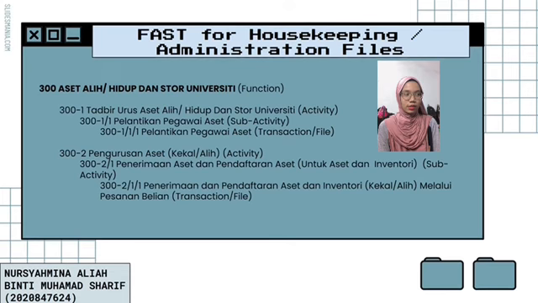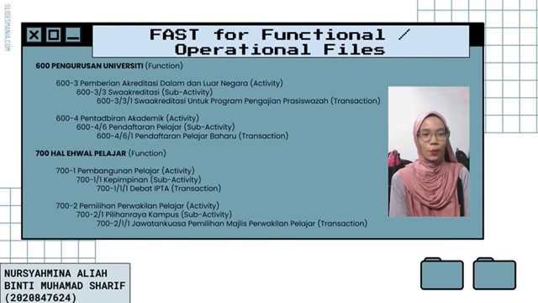Next function is 300 aset alih hidup dan install universiti, and 300-1 tabir urus aset alih hidup dan install universiti for the activity. 300-1/1 is pelantikan pegawai aset for the sub-activity. 300-1/1/1 is pelantikan pegawai aset for the transaction. And 300-2 pengurusan aset kekal alih is the activity. 300-2/1 is penerimaan aset dan pendaftaran aset dan inventori for the sub-activity, and 300-2/1/1 for the penerimaan dan pendaftaran aset dan inventori kekal alih melalui pesanan belian is the transaction or file. Next is FAS for functional or operational files.